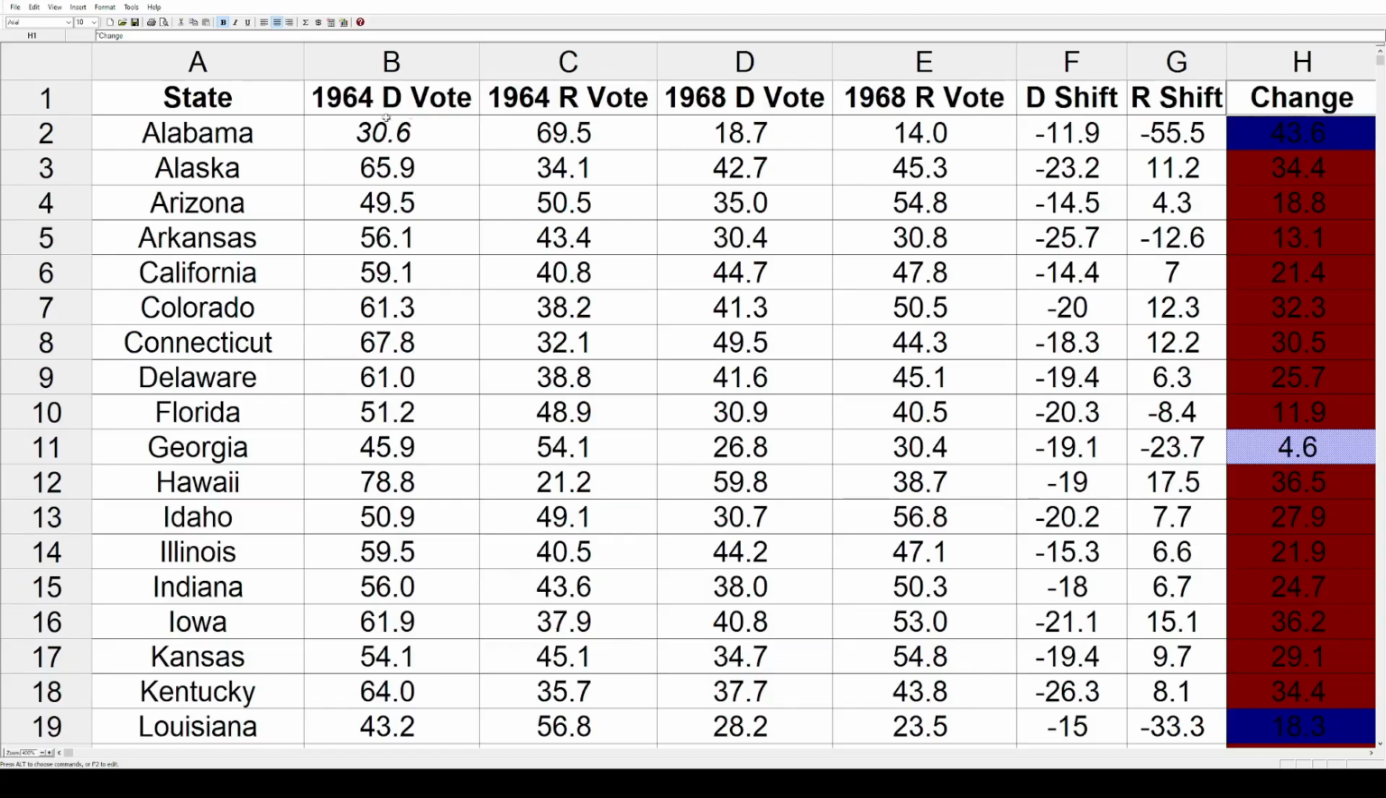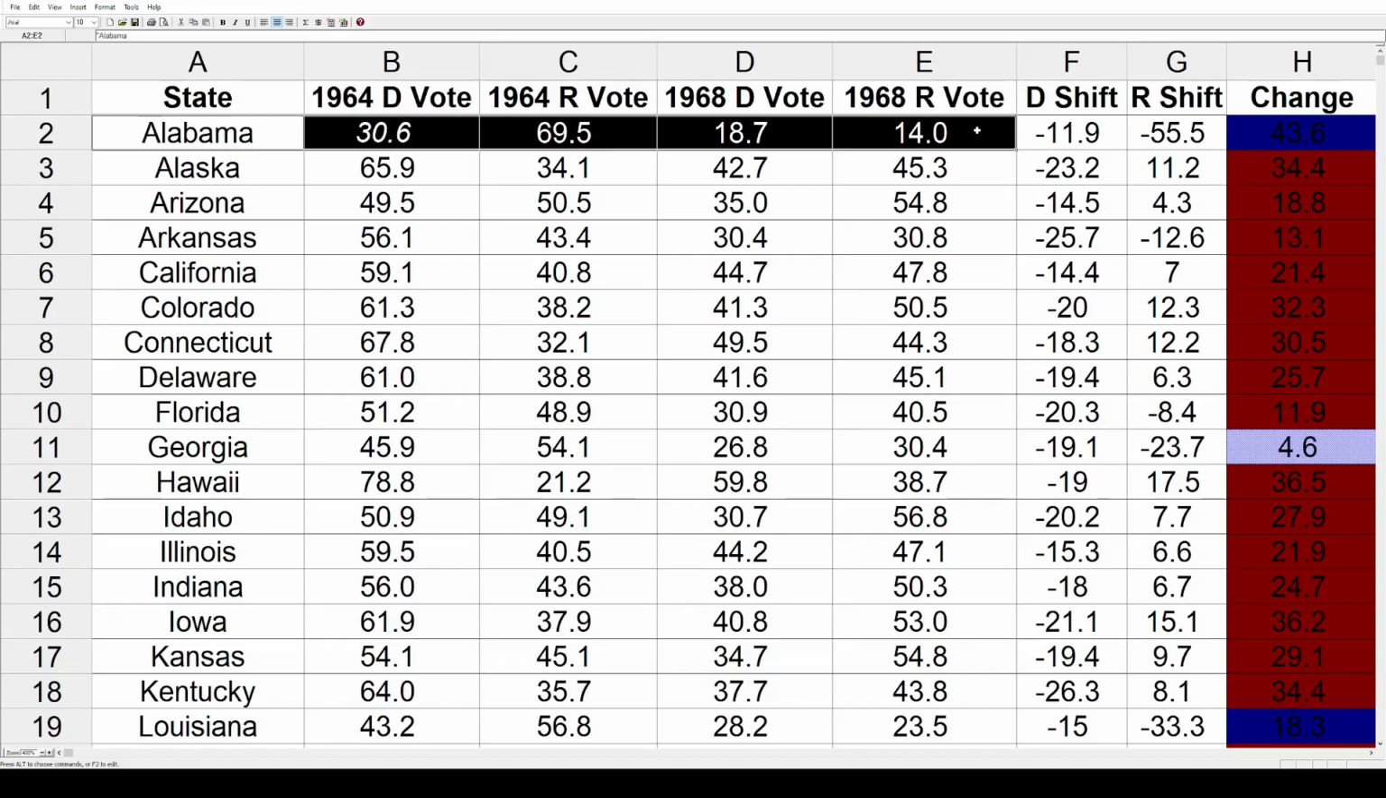So let's go through these states. First in Alabama. In 1964, the electors in Alabama were unpledged, but to make it simple, we're going to say that was Lyndon Johnson, and he got 30.6% of the vote. Barry Goldwater got 69.5%. If we go ahead 4 years, George Wallace actually won the state. He was the governor there, so that means both parties' vote share dropped, mostly from the Republicans, but that ended up with Hubert Humphrey getting 18.7%. Richard Nixon, he only got 14%. That's a net loss of 11.9% for the Democrats, and a net loss of 55.5% for the Republicans, and that comes out to a total net shift of 43.6% toward the Democrats. That's kind of a misleading anomaly, but that's all the data we've got.